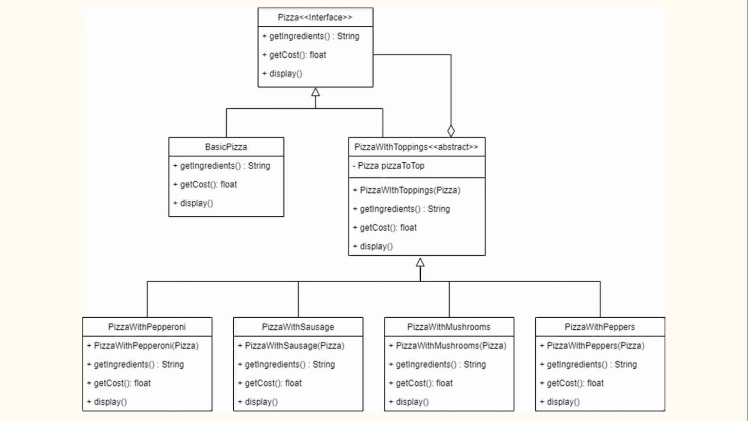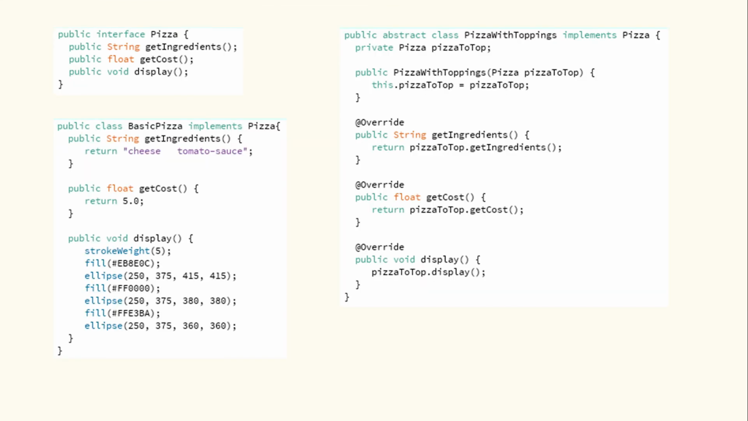To the right of that, we can see the pizza with toppings abstract class, which implements the pizza interface. And what this does is it serves as the foundation for the concrete classes below it, which are responsible for putting the actual toppings on the pizza. So those classes, which we can see at the very bottom, are pizza with pepperoni, pizza with sausage, pizza with mushrooms, and pizza with peppers. Each of these classes extend the pizza with toppings class, and they are responsible for decorating the pizza with the appropriate toppings.